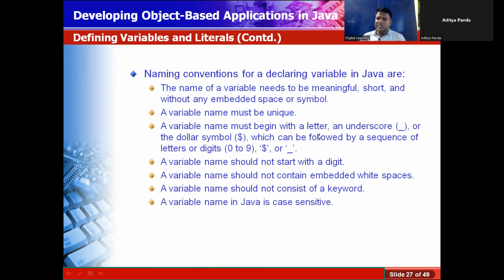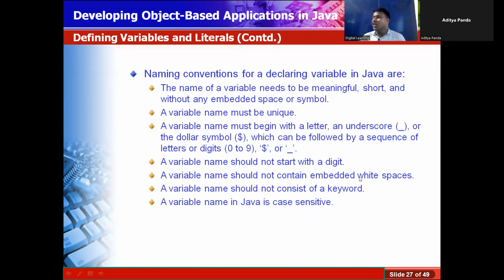A variable name must begin with a letter or underscore. And if you want to start a variable, it can also start with a dollar sign. It should not start with any number. A variable name should not start with a digit.